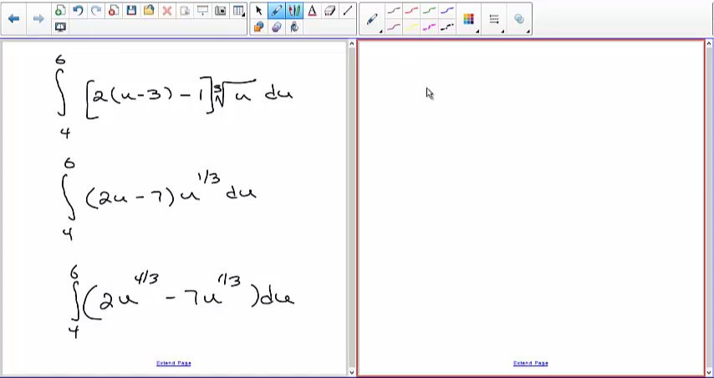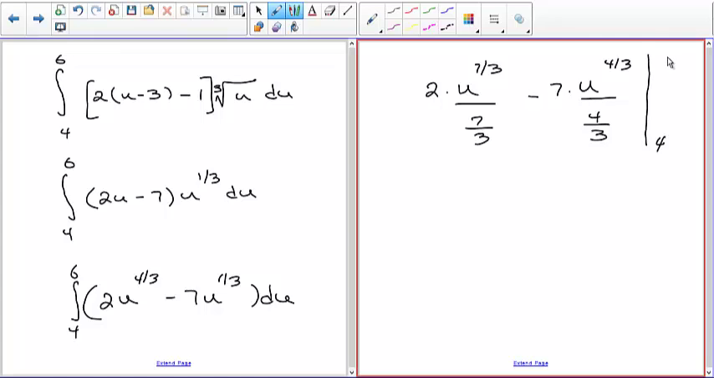So we take the polynomials, add 1. So 1 is 3/3. 4/3 plus 3/3 is 7/3. That's my new exponent, so I divide by that. Then I have 7, add 3/3 to 1/3, I get 4/3. Divide by 4/3, and then I'm going to evaluate that between 4 and 6.